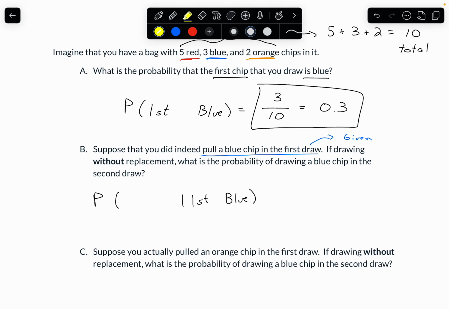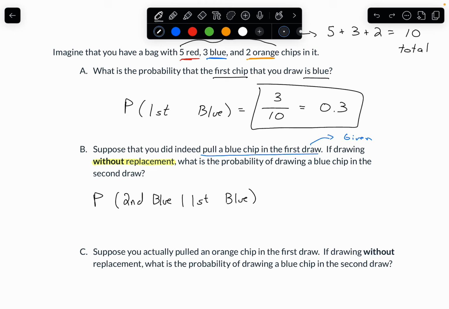Continuing on, this says, if drawing without replacement, what is the probability of drawing a blue chip in the second draw? So this is a little bit different. It's kind of the same question. This is still asking the same question that we answered in part B in the last video, where I want to know what's the probability that the second is blue, given that the first is blue. But I've now changed the sample size because I'm talking about without replacement.